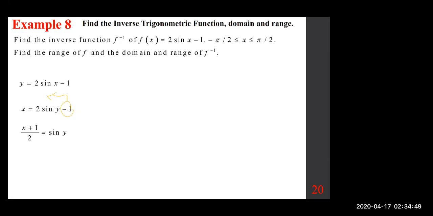So what do we call it now? F inverse. Okay, so y is sine inverse. So f inverse of x is sine inverse of (x plus 1) over 2.